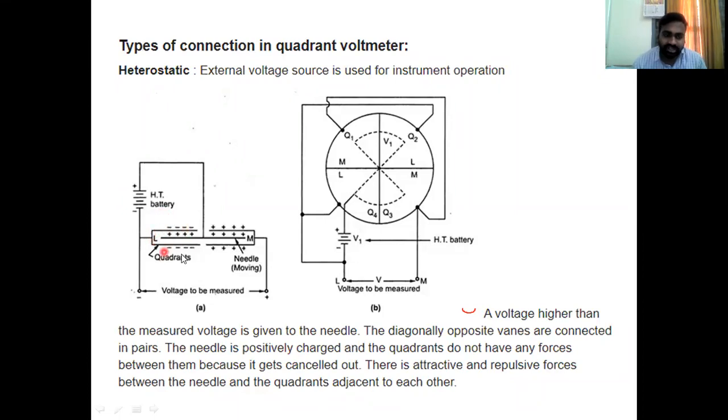So the fixed plate is connected to the voltage to be measured, and the movable plate is connected to the HT battery. What will happen? Fixed plates are charged with a certain polarity, and the movable plate is charged with one polarity. The movable plate will start deflecting in the presence of the fixed plates, and the needle connected to the spindle will start deflecting. That is about the heterostatic type quadrant voltmeter.